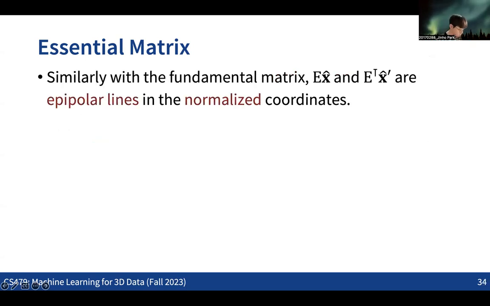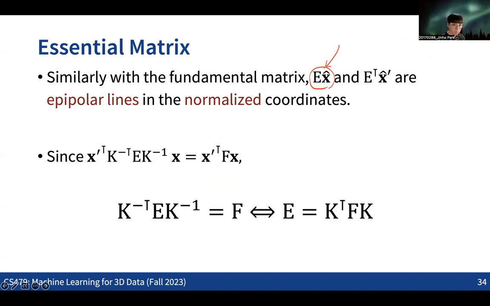Then similarly, as we have seen with the fundamental matrix, this will also be the line equation of the epipolar lines in the normalized coordinates in the camera frames. And from the definition of the essential matrix and the fundamental matrix, this is the normalized coordinates, and this is also the transpose of the normalized coordinates, right? So this is what we get. This should be 0, and this should be the same as this, right?